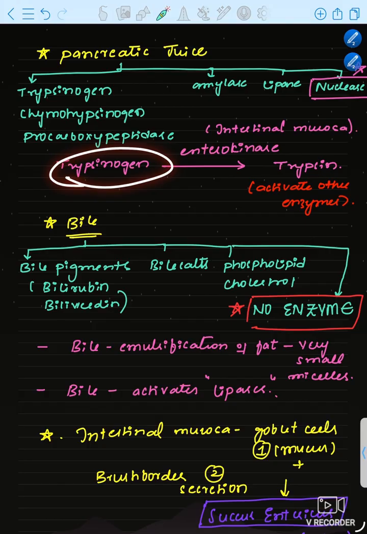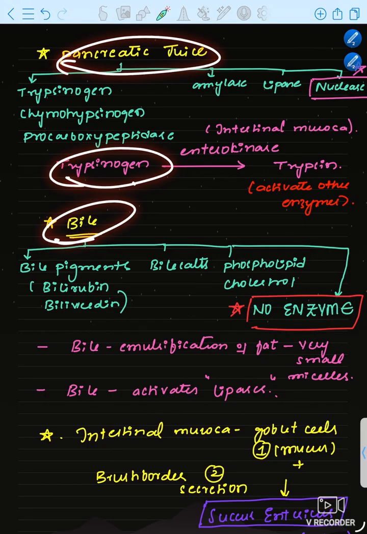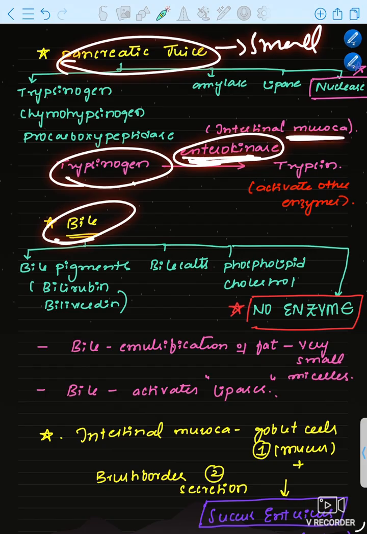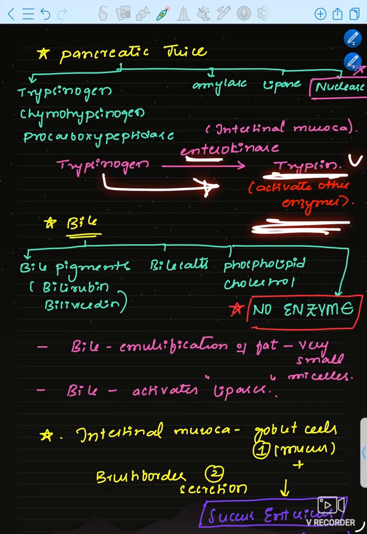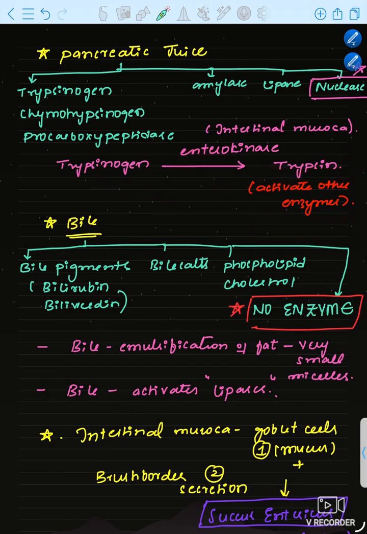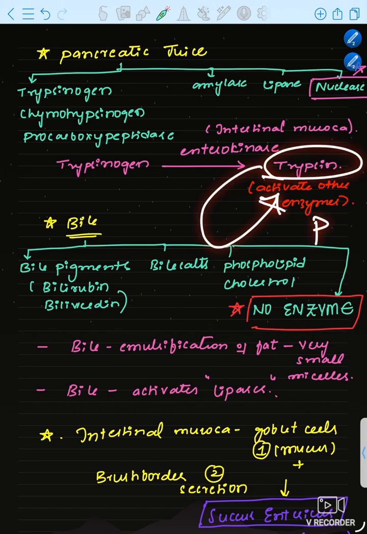Here trypsinogen. This pancreatic juice and bile juice will be released in the small intestine, right? In the small intestine, there is an enterokinase enzyme. From the intestinal mucosa, enterokinase will be released. It will break down trypsinogen to trypsin. Trypsin is an activated enzyme. Now trypsin will take all the activity. This trypsin will activate trypsin itself, and breakdown of the protein will occur.